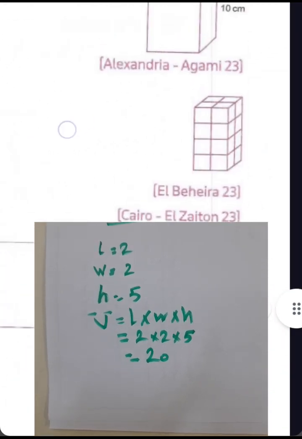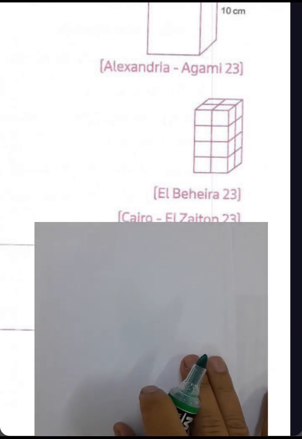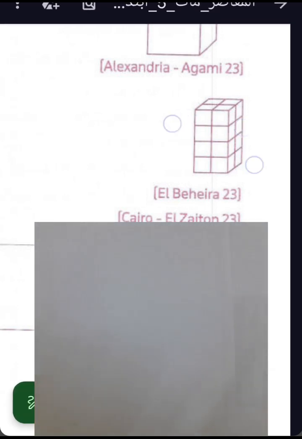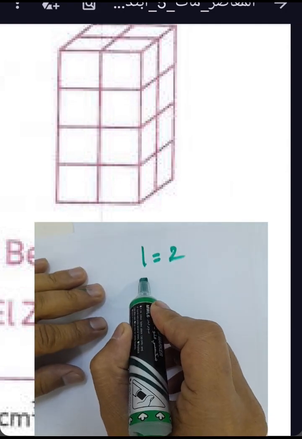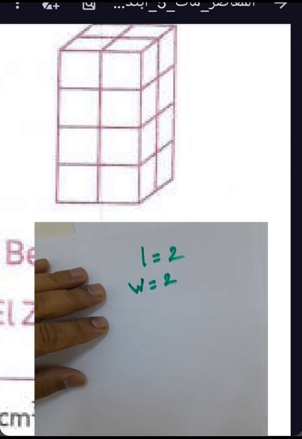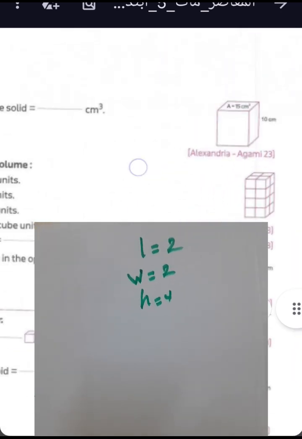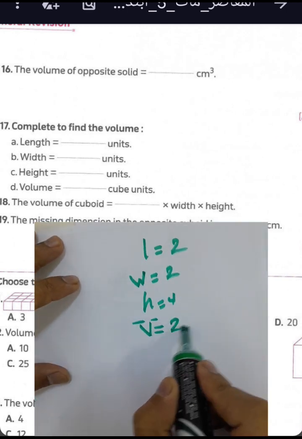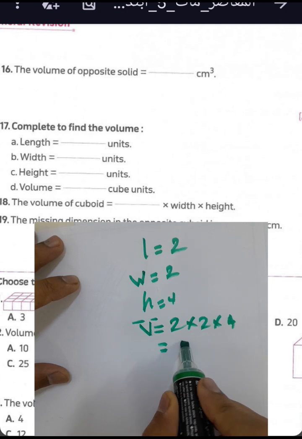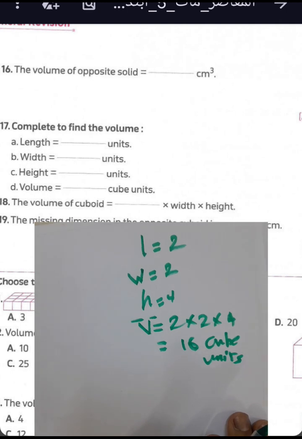Okay, I will solve another question. We will solve this question here: 2 times 2 times 4. The height here is 4. Then we have length 2 units, width 2 units, and height 4 units. The volume equals length times width times height, the product between them. 2 times 2 equals 4, 4 times 4 equals 16 cube units. This is the volume.